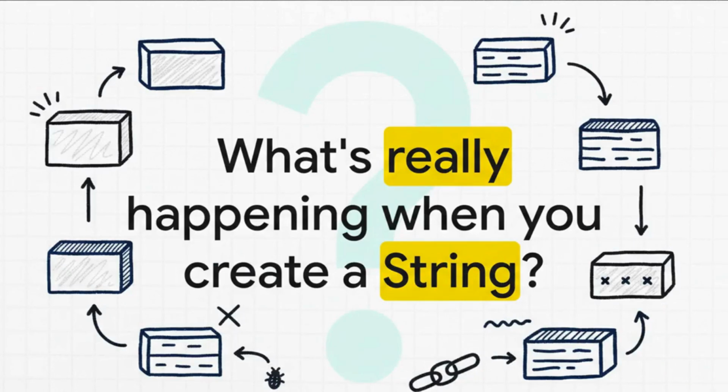So think about it. You probably write a line of code just like this dozens of times a day, right? You don't even think about it. But what is Java actually doing in the background? Where does that string even live in memory? And why does it sometimes act in ways you just don't expect? Answering these questions, well, that's the key to writing some seriously efficient, bug-free code.